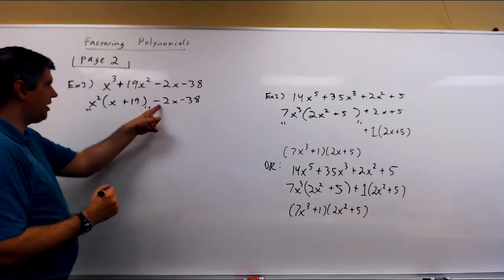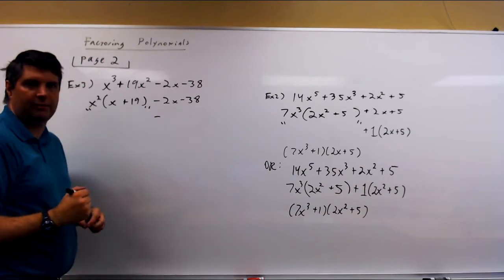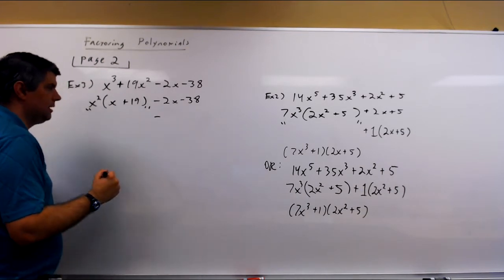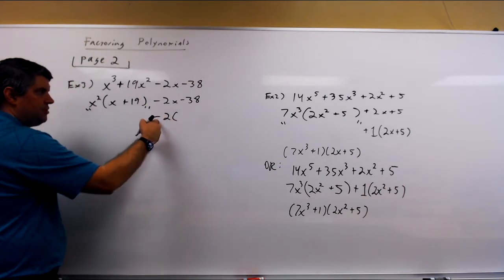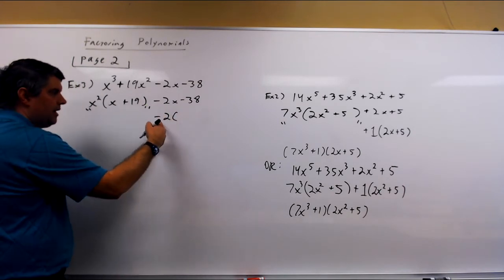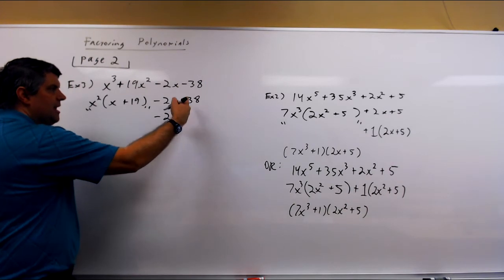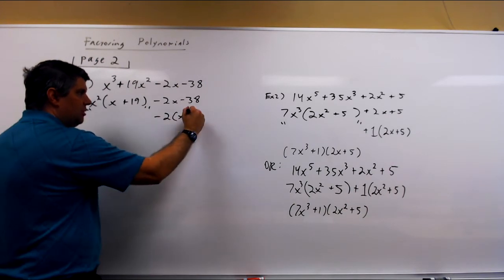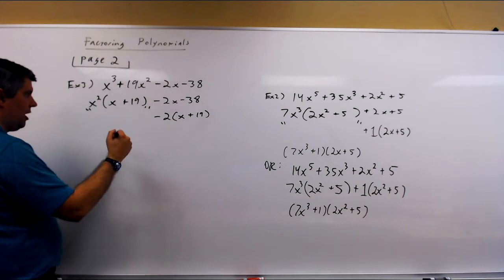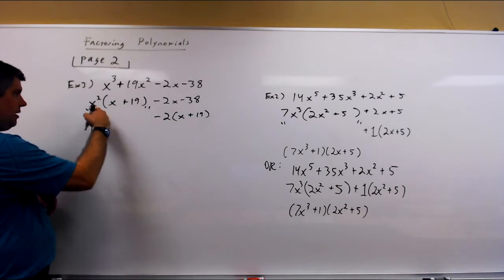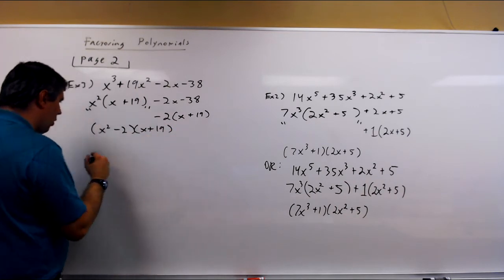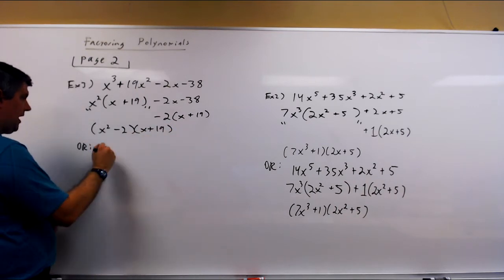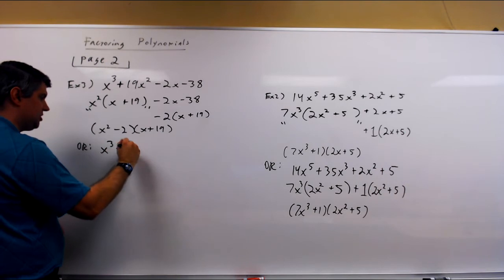All right, now if the third term is negative, you're taking out a negative. They're both even, so I'll take out the 2. Now dividing by a negative changes the signs. So negative 2x divided by negative 2 is positive x. Negative 38 divided by negative 2 is positive 19. So x squared minus 2 times x plus 19. Or I could have done the two factorizations together.